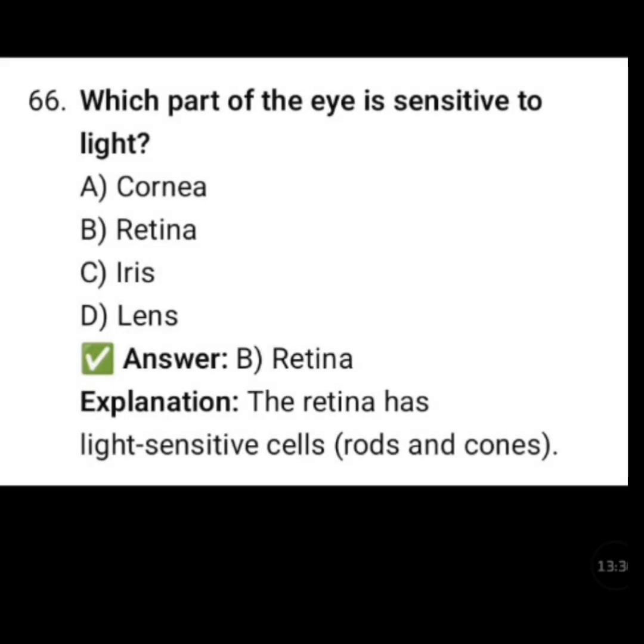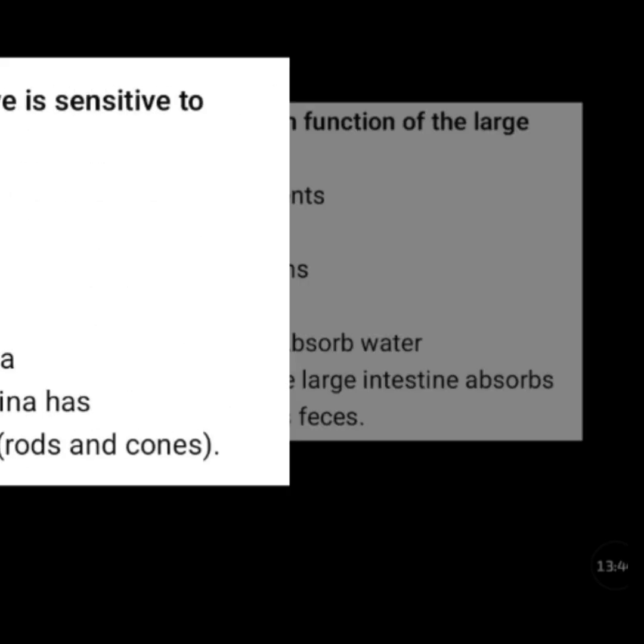Which part of the eye is sensitive to light? Cornea, retina, iris, lens. The correct answer is option B, retina. The retina has light-sensitive cells, rods and cones.